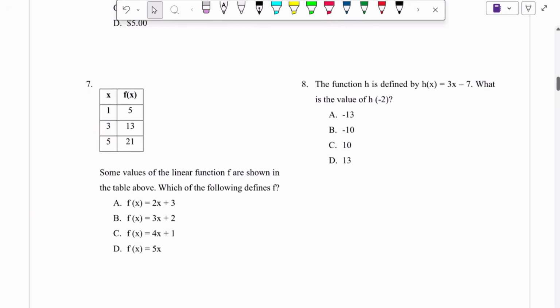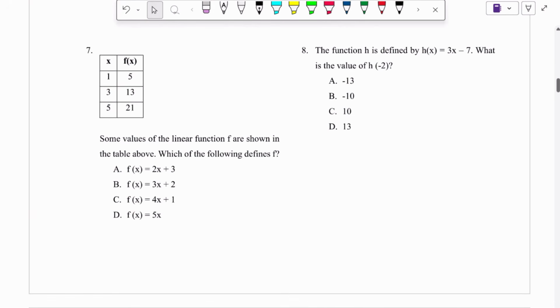Number 7, really like this one a lot. Some of the values of the linear function f, so I have this function f of x, are shown in the table. Which of the following defines f? Okay, so I got to find the function that works. You have a few options here. You can start plugging in numbers to see which one works.